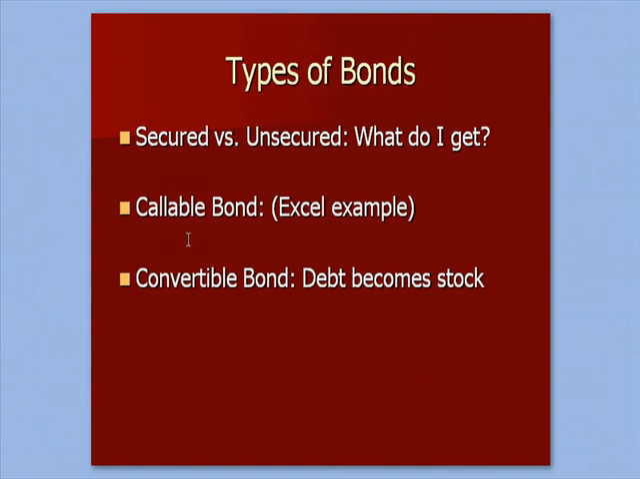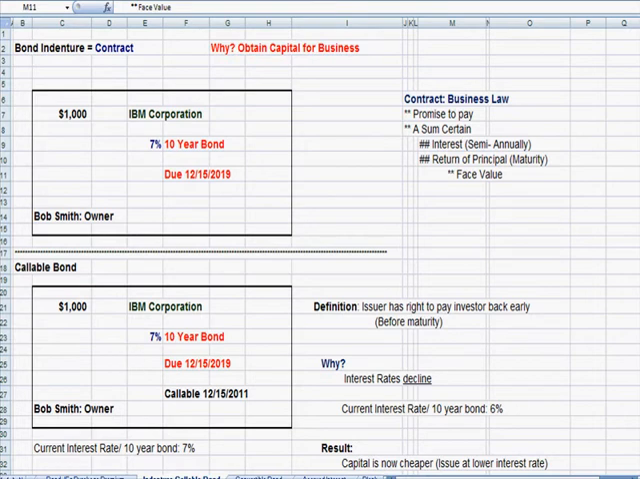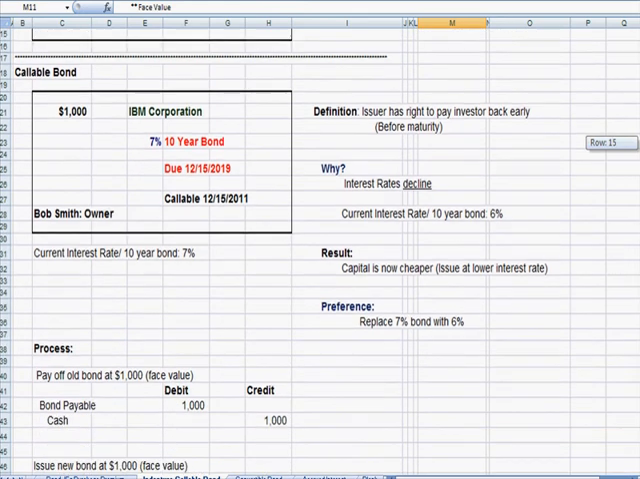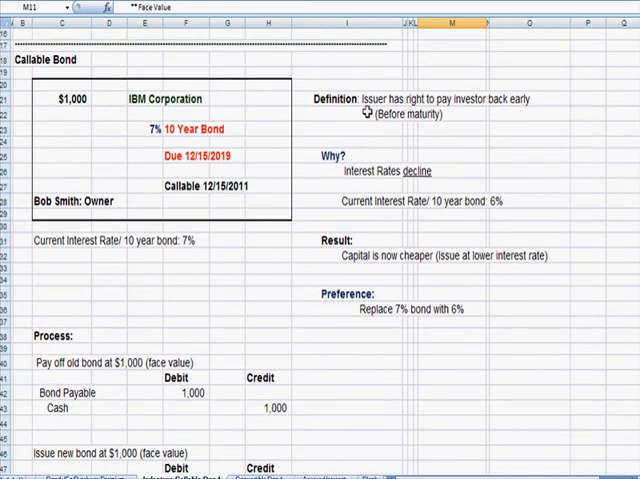And another type of bond is called a callable bond. If you look at our second example here, we're going to talk about a callable bond. And we define it as a call feature, or a callable bond, is that the issuer, in this case IBM, has a right to repay the investor, in this case Bob Smith, the owner. Pay him back early, and by early I mean before maturity, before December 15th, 2019.